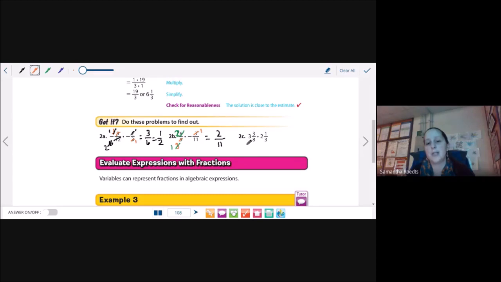For 2C, I have 3 and 3/8 times 2 and 1/3. So I'm going to change them into improper fractions first. 8 times 3 is 24, plus 3 is 27. So I have 27 over 8 times 3 times 2 is 6, plus 1 is 7, so 7/3. Okay. I can notice that 3 and 27 will simplify.